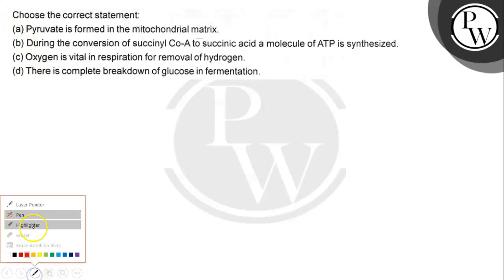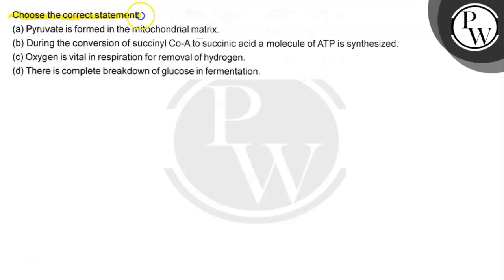The question says here, choose the correct statement in this part. So which statement is correct? First one is given that pyruvate is formed in the mitochondrial matrix.